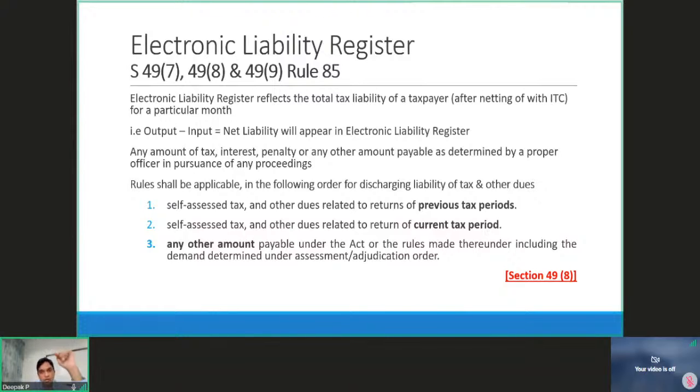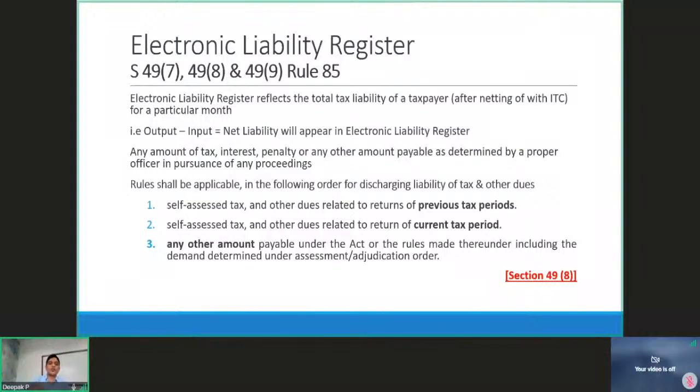Any amount of tax in your monthly returns will be reflected in your electronic liability register. Any amount of tax, interest, penalty or any other amount as determined by a proper officer in pursuance. So monthly return I filed, sir. Apart from monthly return, you have a proper officer. He's saying that during investigation, search or anything else, he found there is a liability. That also comes in your electronic liability register itself. Now, will you pay the amount in the search or seizure, or will you pay the amount in the return?